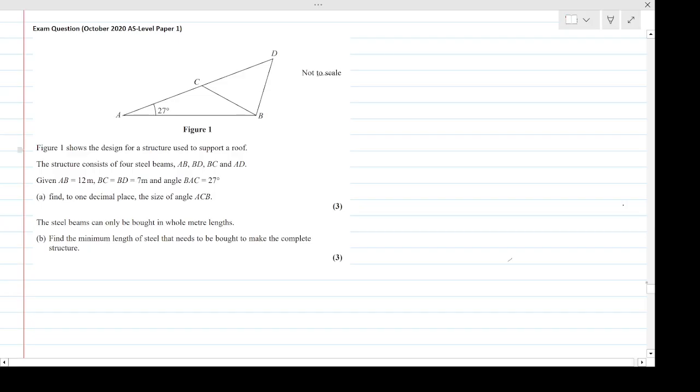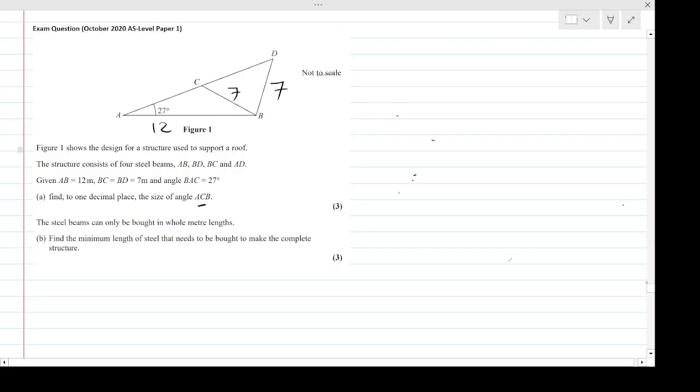But this is basically giving us some information. It's a bit of a wordy question. So as usual, I just want to extract the actual numbers from it. So firstly, AB is 12. They're giving us the diagram quite kindly. So AB is 12 here. BC is equal to BD, which is 7 meters. But BC here is 7, and so is BD here. And then the angle BAC, which is the angle at A, is 27. Well, that's that.